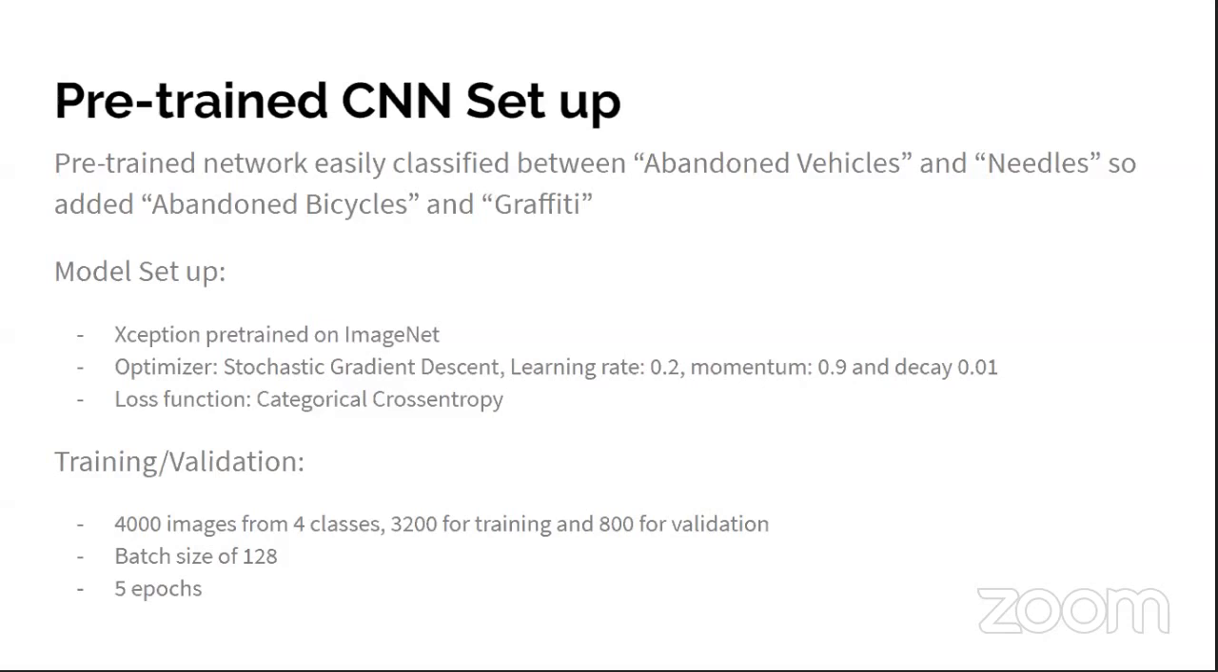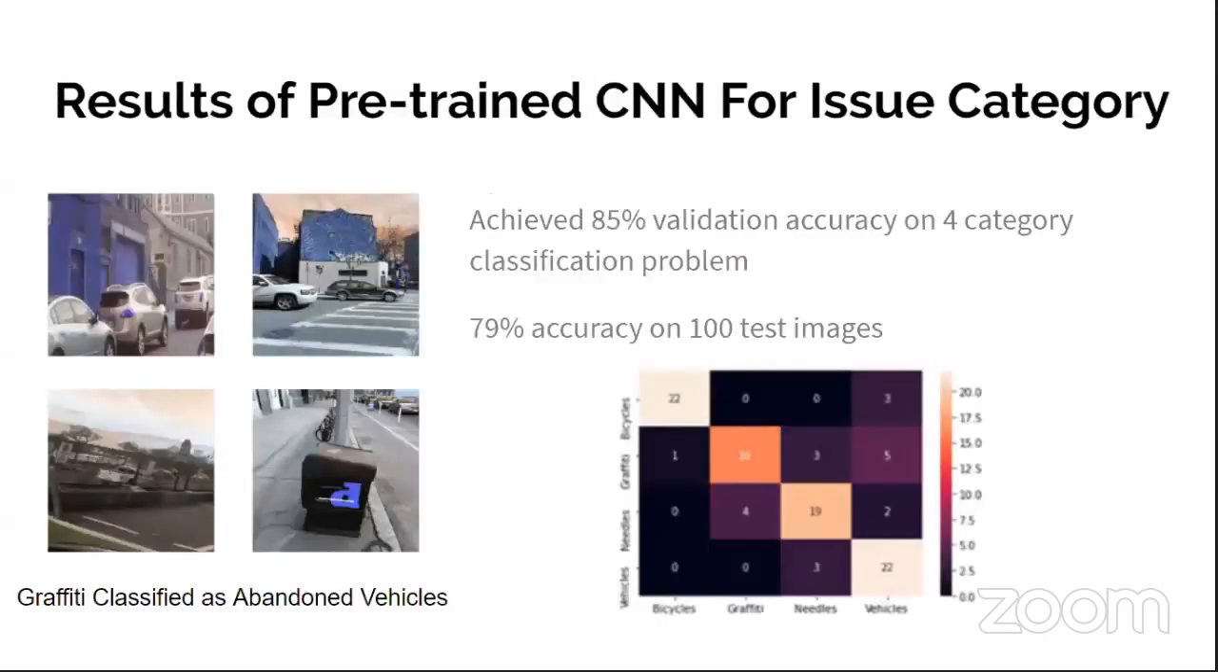And this just shows the model setup, still using the Xception pre-trained on ImageNet, and we did another 1,000 images for both of those 2 additional categories. So in total, we had 4,000 images for training and validation using a batch size of 128. And this did run pretty slow, so we just used 5 epochs.